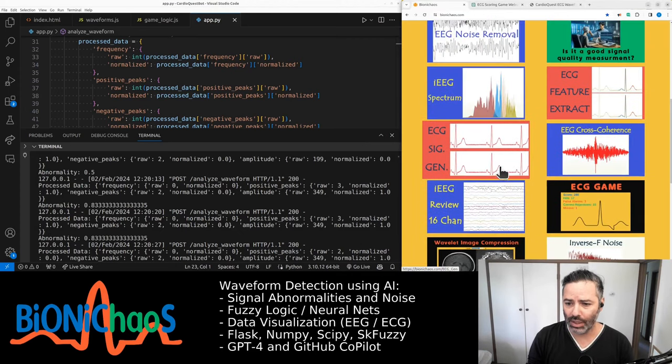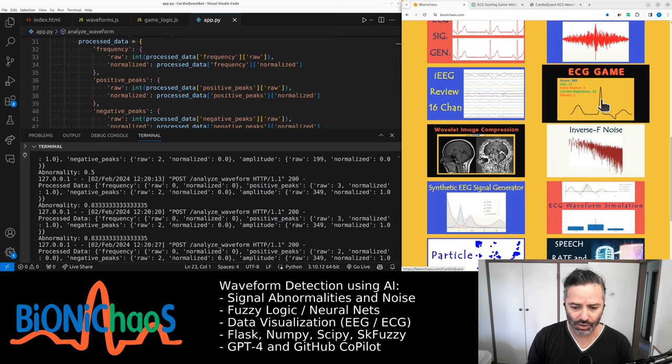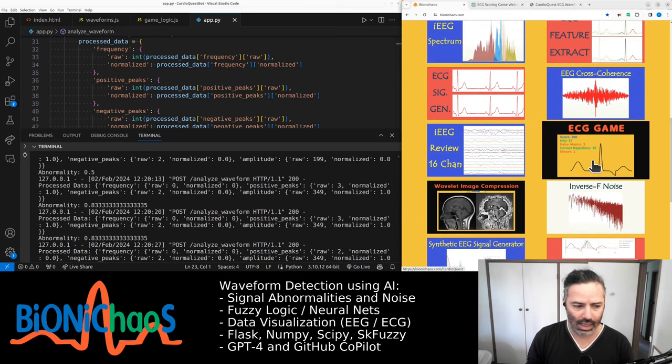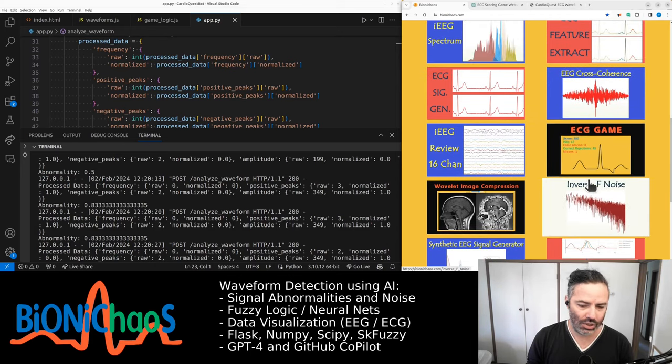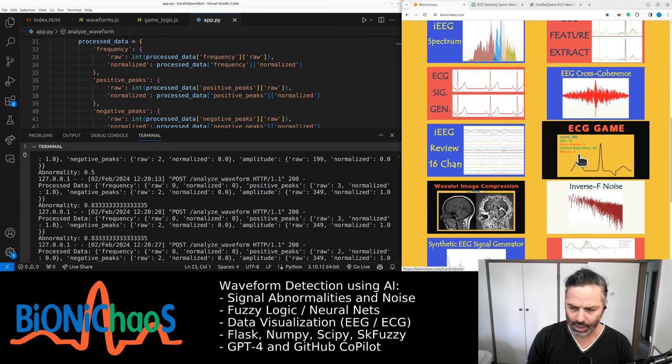The website is available for you to play with. The current ECG game is just over there. You can access it from the front page of the website bionicchaos.com, and you can play with it manually, and hopefully this tool, which is a robot playing this ECG game, will be available for you to try out sometime soon.